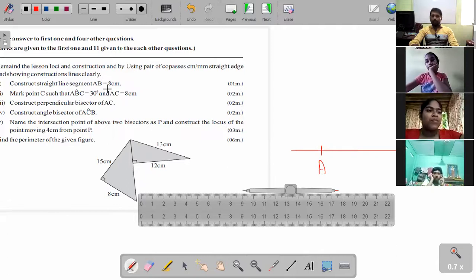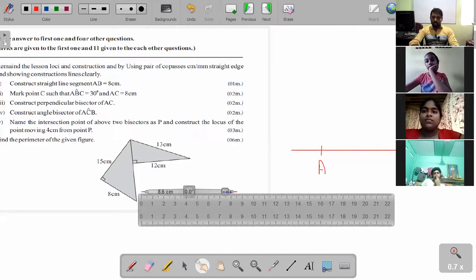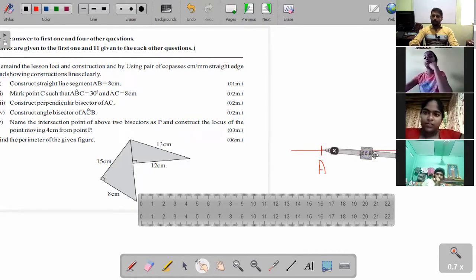Then what is the length of AB? 8 centimeters. Now you have to take 8 centimeters on your pair of compasses, right? You have to measure the 8 centimeters. Where are the 8 centimeters? Here. Then you keep the metal point at A and draw an arc. That's the point B.